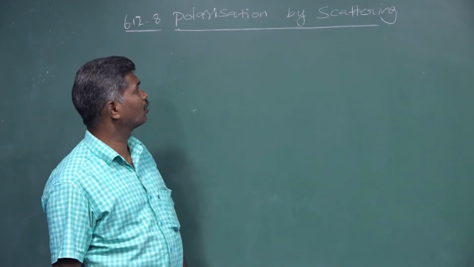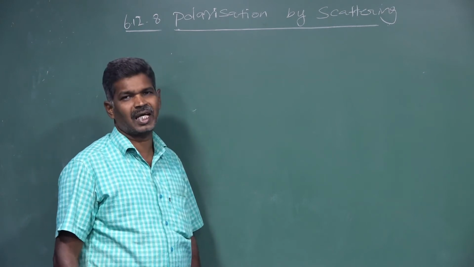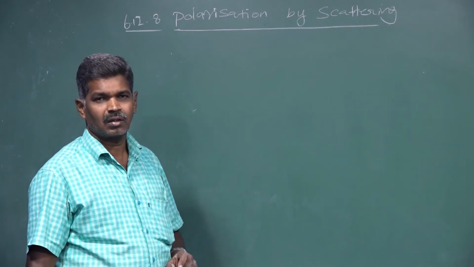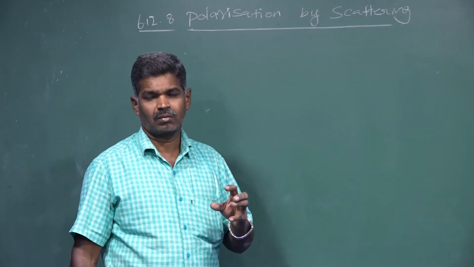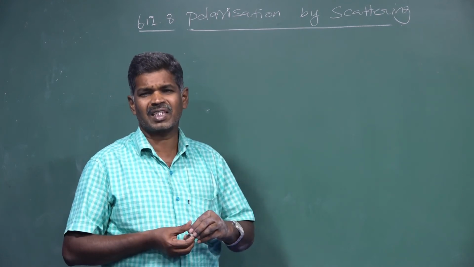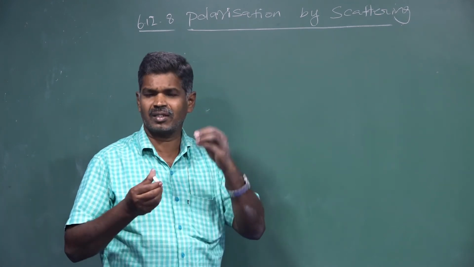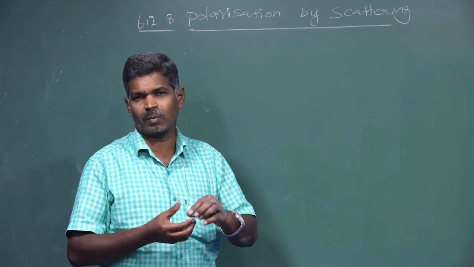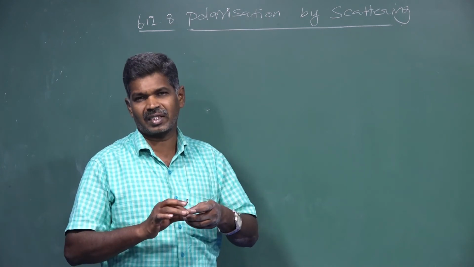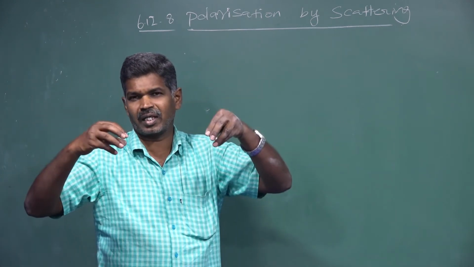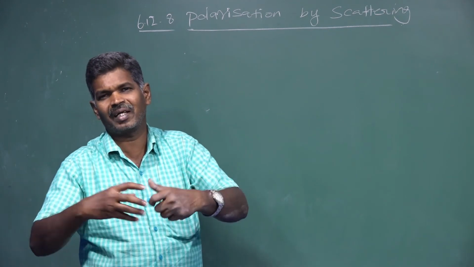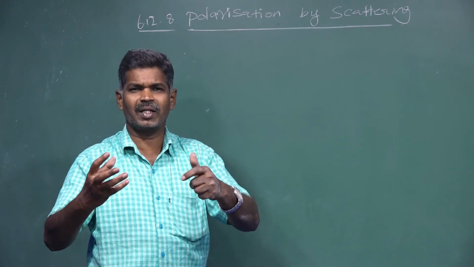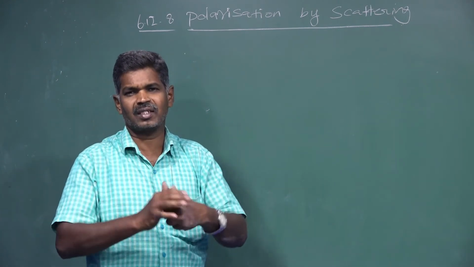Now we are going to see polarization by scattering. First of all, we want to know what scattering is. When light rays fall on any substance, at the microscopic or macroscopic level, the light can be absorbed and re-emitted in all directions. Not only in the incident direction, it can be re-emitted in all directions. That is nothing but scattering.